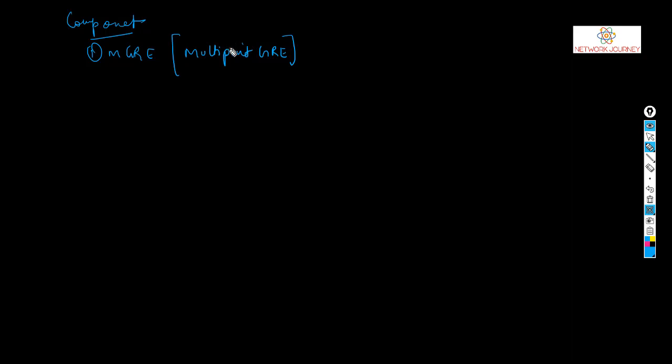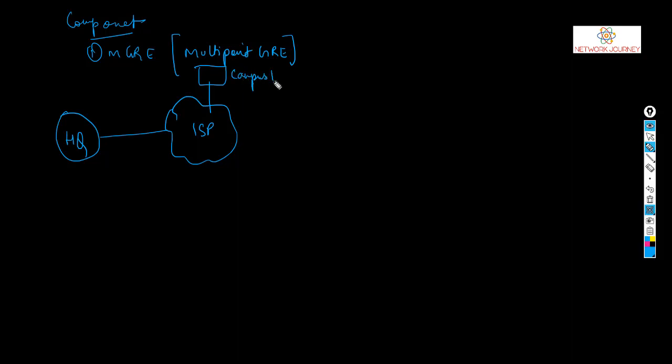Okay, so let's say I have my headquarter which is connected to the ISP, and then I have small branches. Each branch I can name as campus 1, campus 2 and campus 3. If I was making a normal GRE tunnel, how would this look?